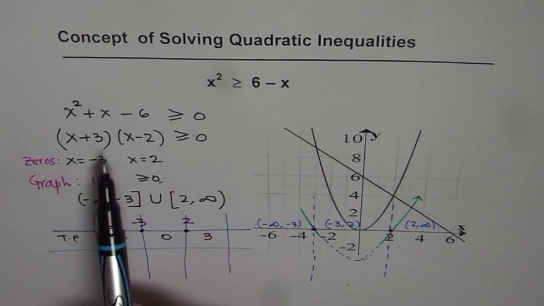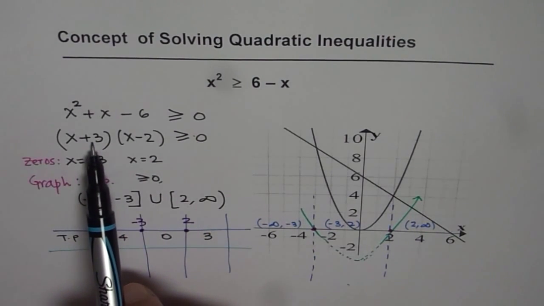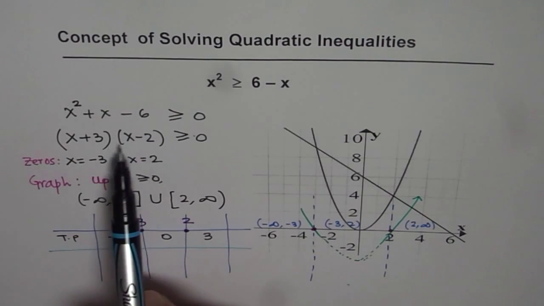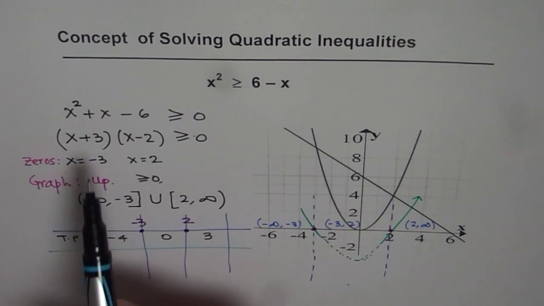Now another way to look into it is that you need greater than 0. That means either both should be negative or both should be positive, right? So those form the solution set for us. That is one way of looking into it. The third way is you just plug in minus 4 here, right?